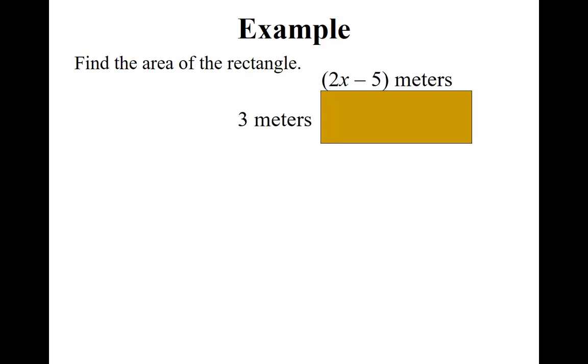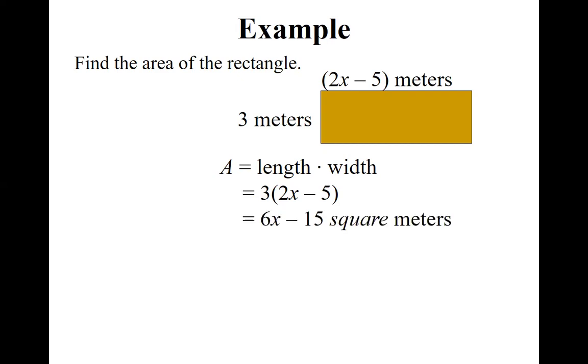Finally, let's revisit area. Area of a rectangle was length times width. Here, one of those is given as 3 meters, the other is given as 2x minus 5 meters. So when we multiply those, length times width, we get 3 times 2x minus 5. We need to distribute. 3 times 2x is 6x. 3 times negative 5 is negative 15, so 6x minus 15.